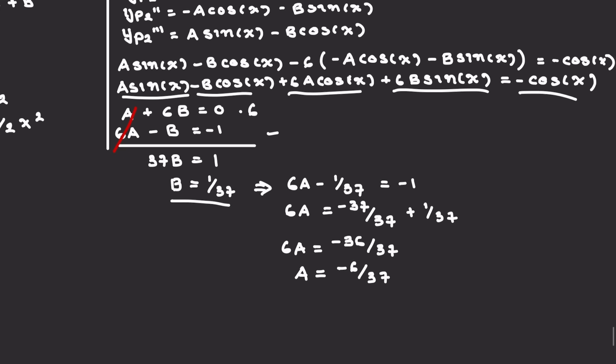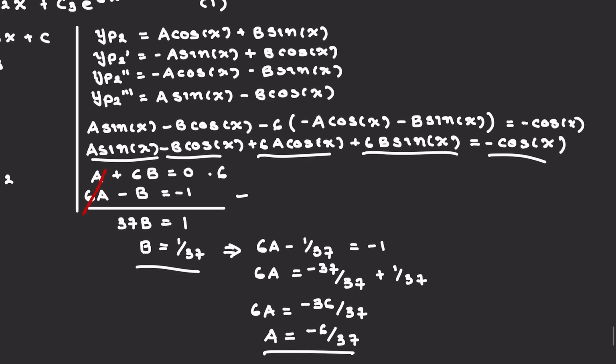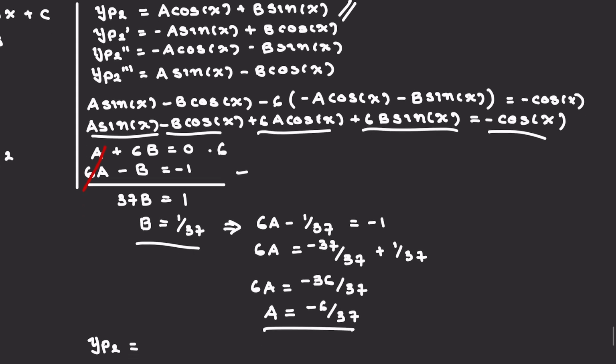And so this is our A and this is our B. We have both A and B. We can plug them both back into our yp2, which is here. Remember, A cosine x plus B sine x. So our A is negative 6 over 37 cosine of x, and our B is 1 over 37 sine of x.